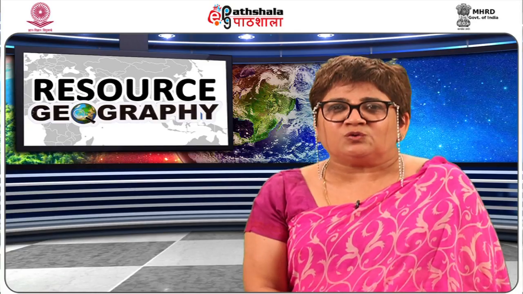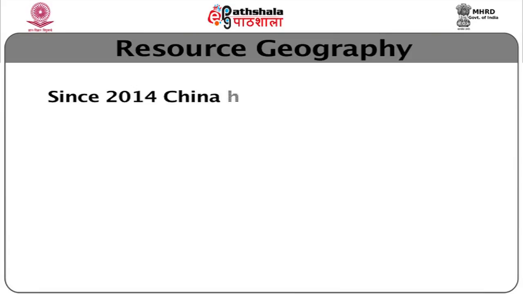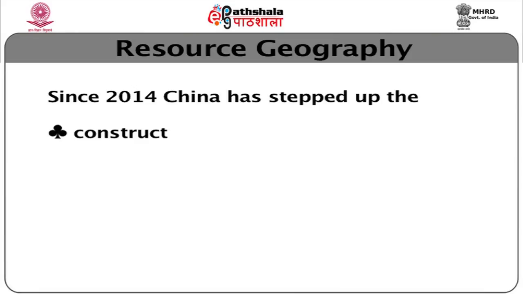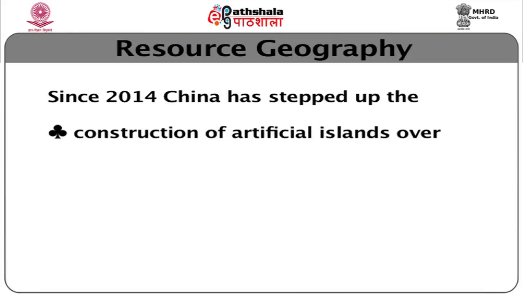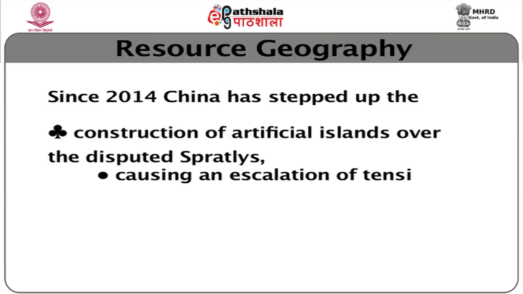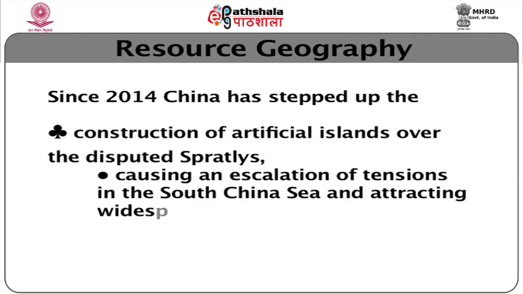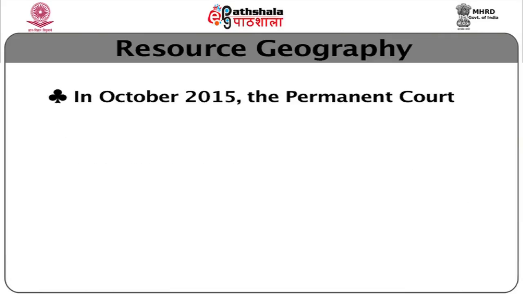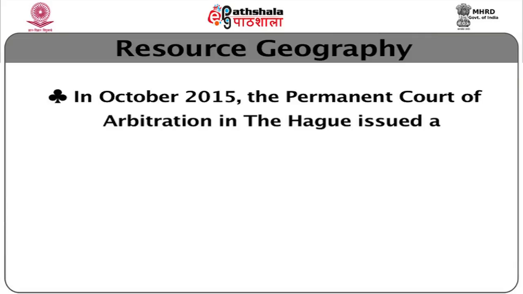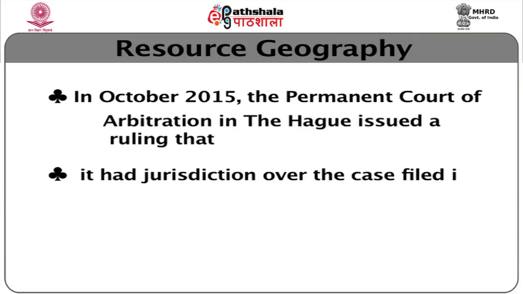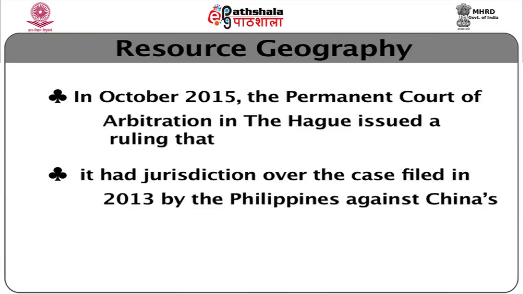Since 2014, China has stepped up the construction of artificial islands over the disputed Spratlys, a very dangerous move, though of course in China's favor. It has caused an escalation of tension in the South China Sea, attracting widespread attention. In October 2015, the Permanent Court of Arbitration in The Hague issued a ruling that it had jurisdiction over the case filed in 2013 by the Philippines against China's claims.